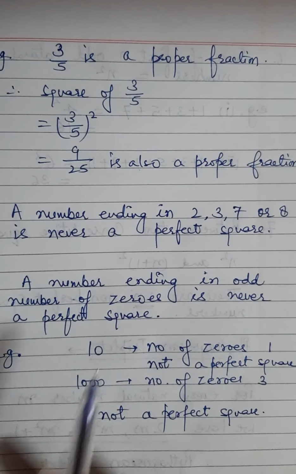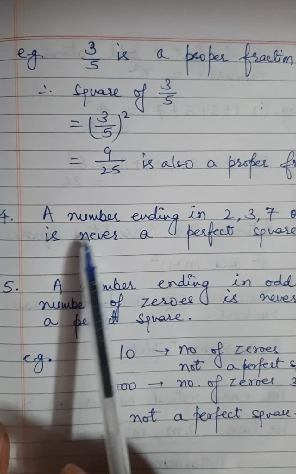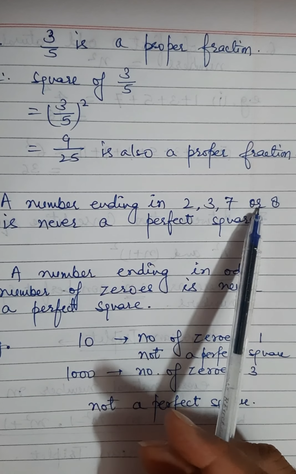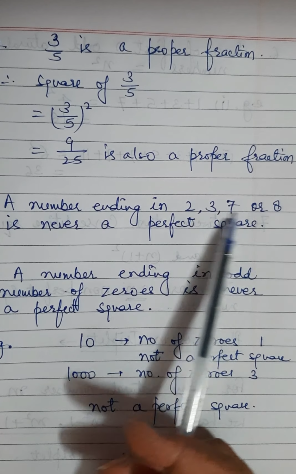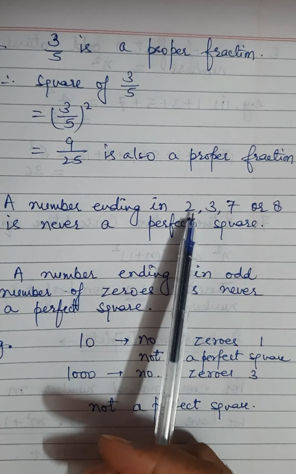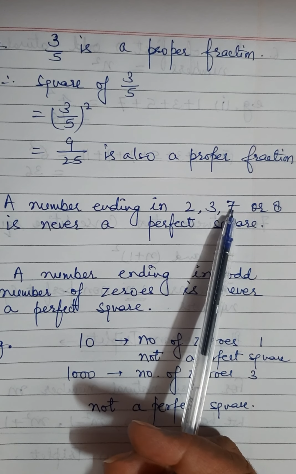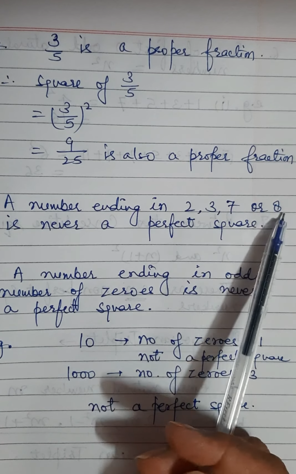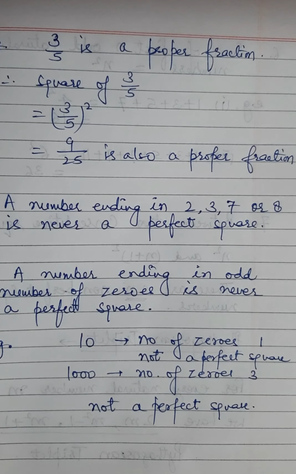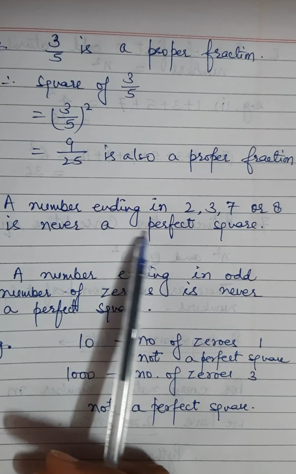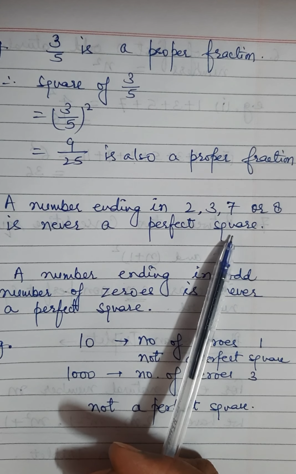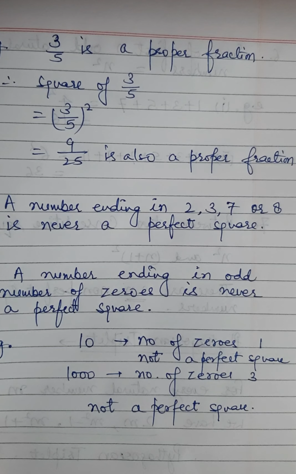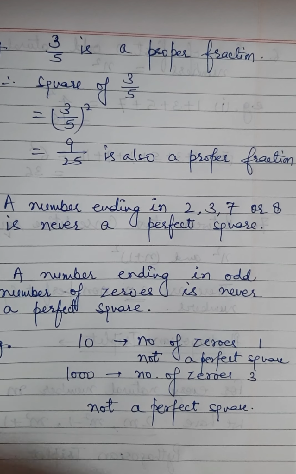Now the fourth property is a number ending in 2, 3, 7 or 8. It means the ones place of any number. If the ones place of any number is 2, 3, 7 or 8, then that number is never a perfect square, right? Like 12: the ones place in 12 is 2, so 12 is not a perfect square, right?